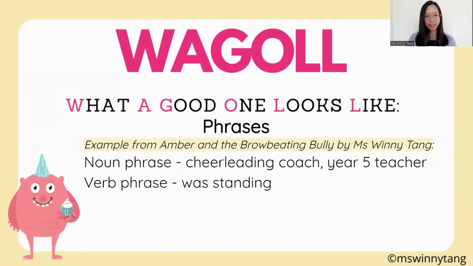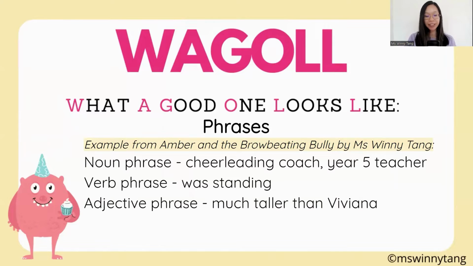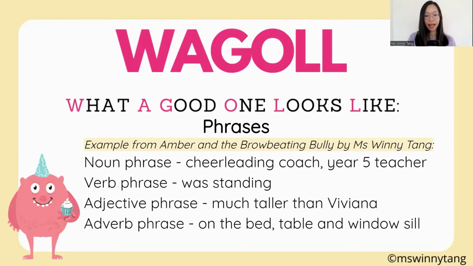A verb phrase is telling us what is happening. So they were or was standing. An adjective phrase could be much taller than Viviana, because we are trying to describe and compare between the two. We have our adverb phrase, for example, on the bed, table, windowsill. So we're trying to describe how, when, or where it is happening.